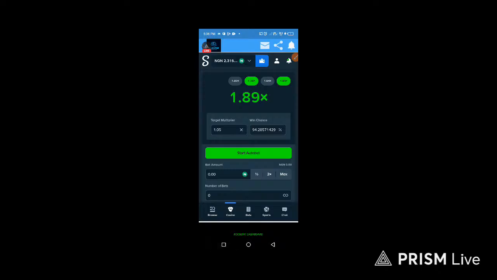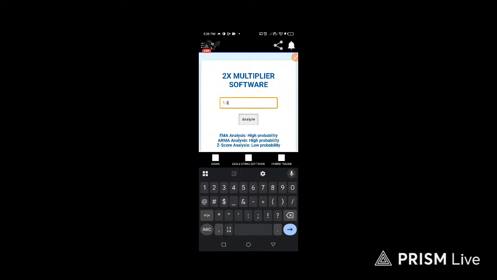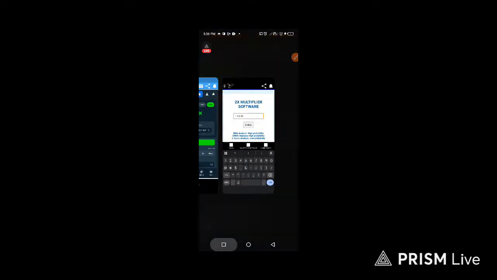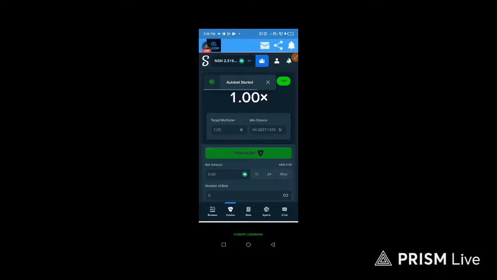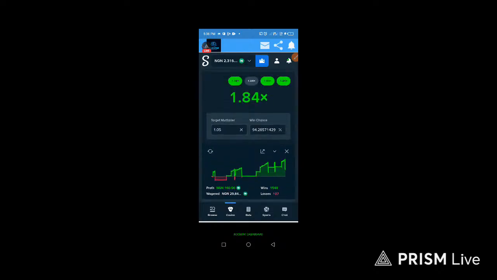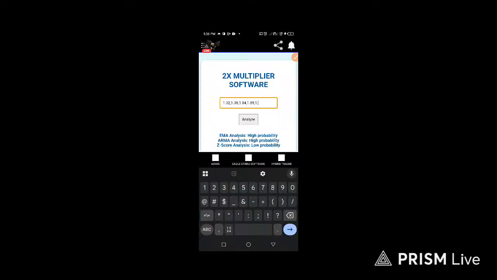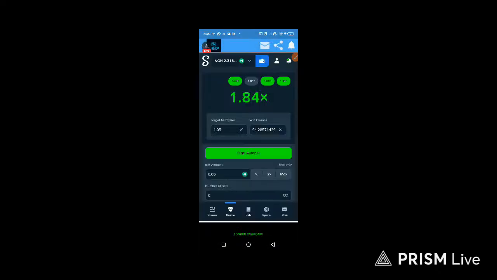We have 1.02, 1.38, 1.04, 1.89. Another slow network. So now we have 1.84. More strong signal. So now we are still in profit. We are still much more profitable from the chart, but we just need to recover it. We can still work out with our profit now, or we still insist on saying we want to recover.